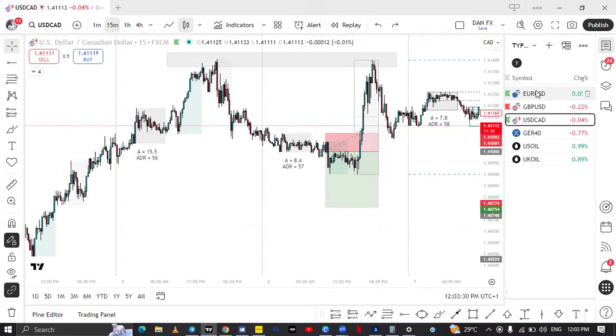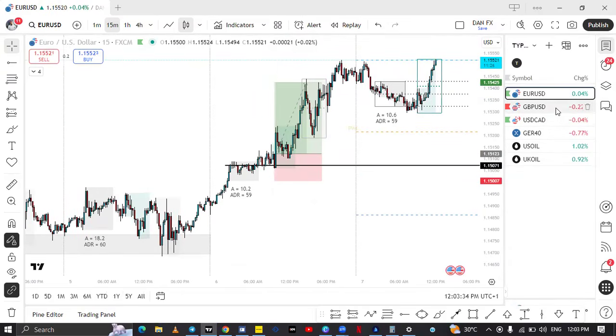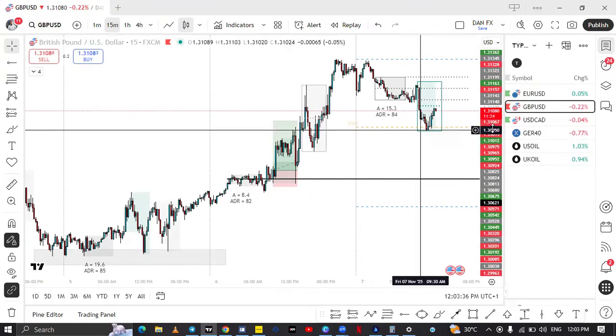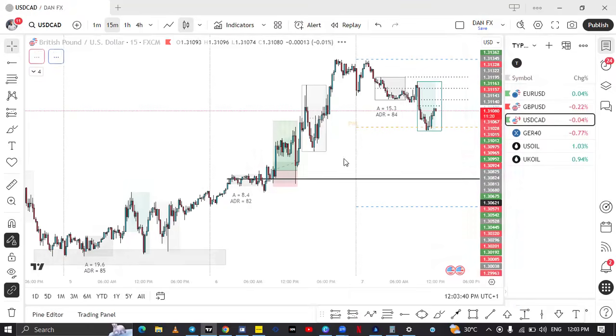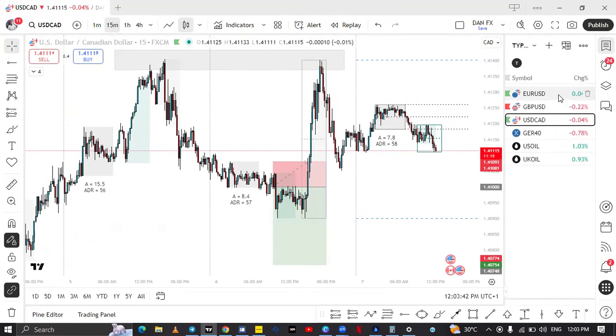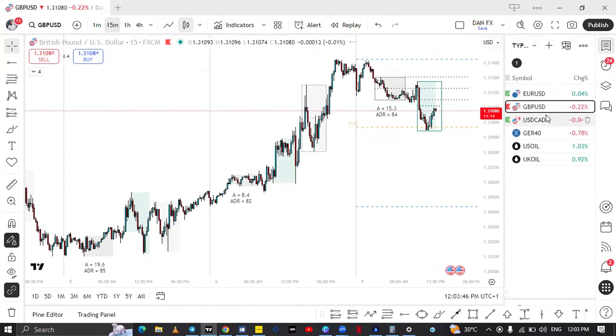But you know what's crazy? If you go on social media and say that you took buys here on GU, that is, you took buys on EU, took buys on GU, and took buys on USD CAD, they will say that all of them are correlated. So you're not meant to take all of them like that since it's the same. But guess what?